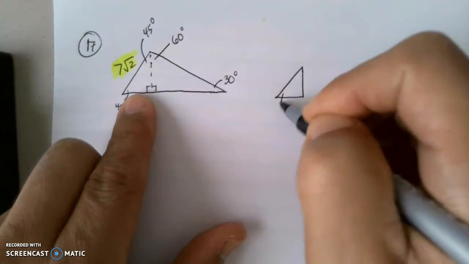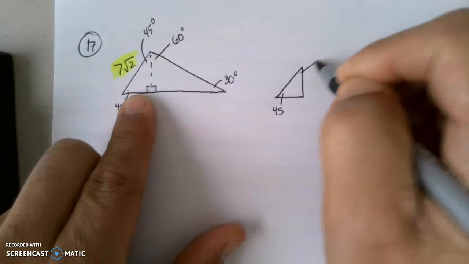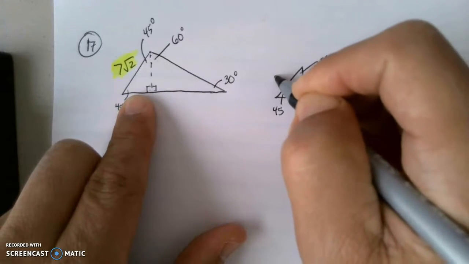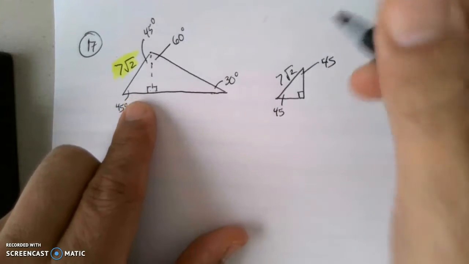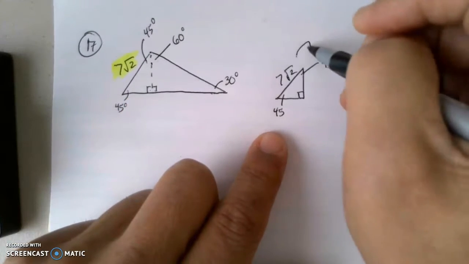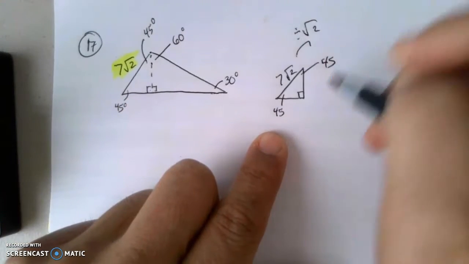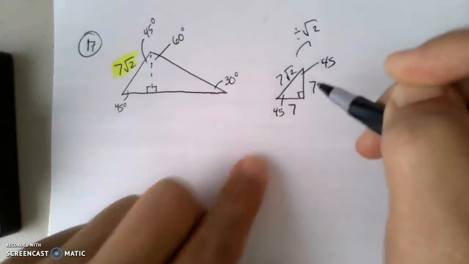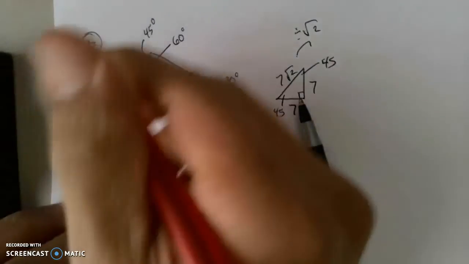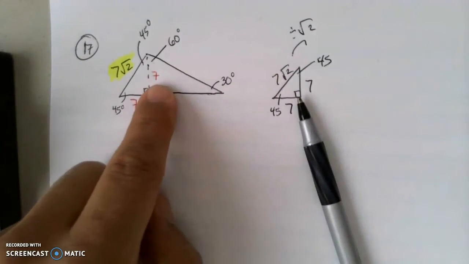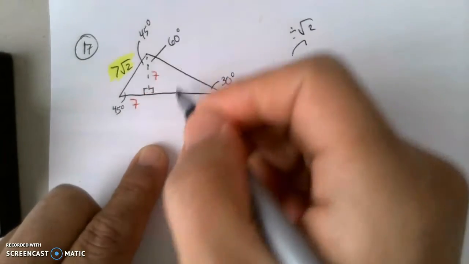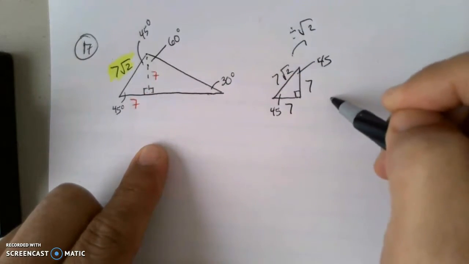This is a 45, 45, 90. If opposite the 90 is 7 radical 2, then opposite the 45 is divide by radical 2. So you divide by radical 2, which would mean this is 7, this is 7. And I'll put that in the picture here. This is 7, this is 7. Now this 7 here can be used to figure out the numbers in the 30, 60, 90 triangle.